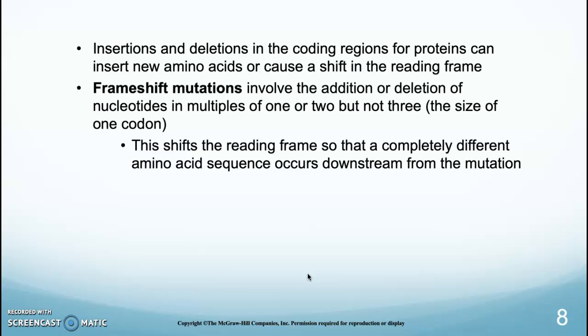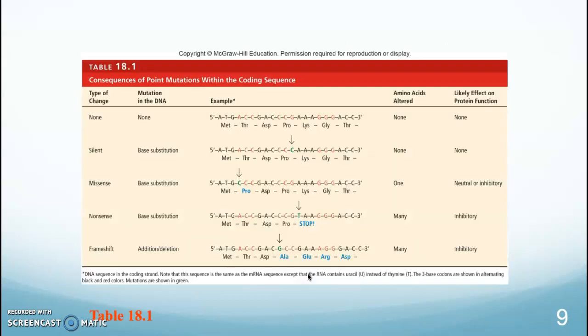Remember I said that the reading frame is actually the more dangerous of this. And frame shift mutations then involve the addition or deletion of nucleotides in multiples of 1 or 2, but not 3. Remember, the 3 would be a codon. It would be either adding or subtracting an amino acid. And so that shifting of that reading frame is actually a huge detrimental mutation.